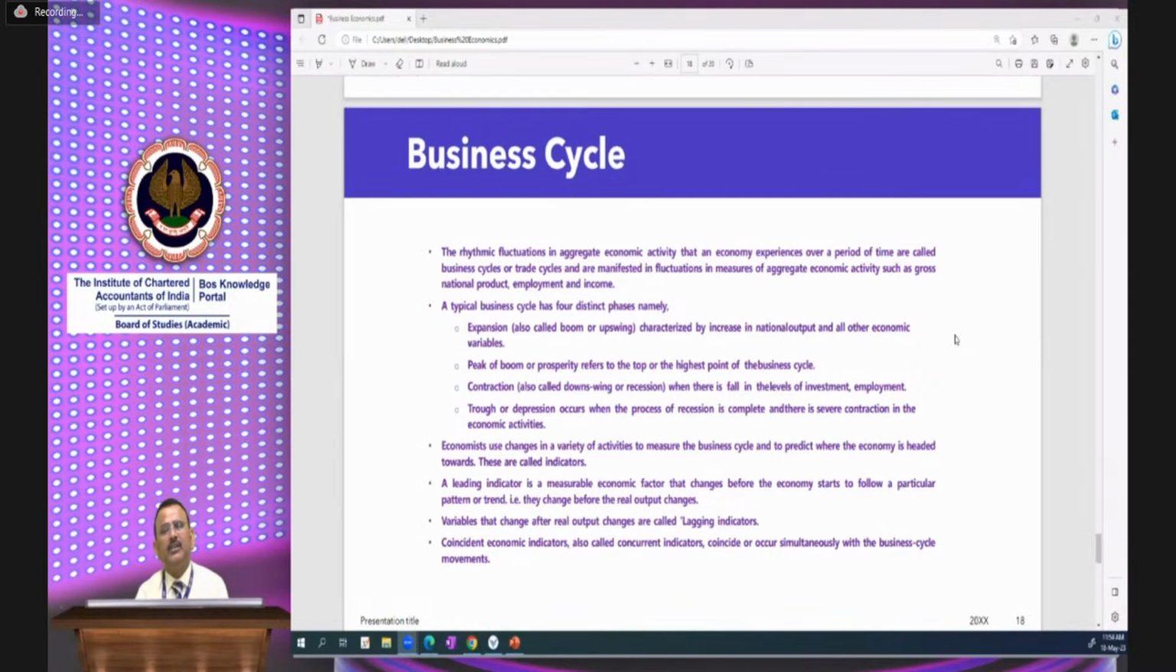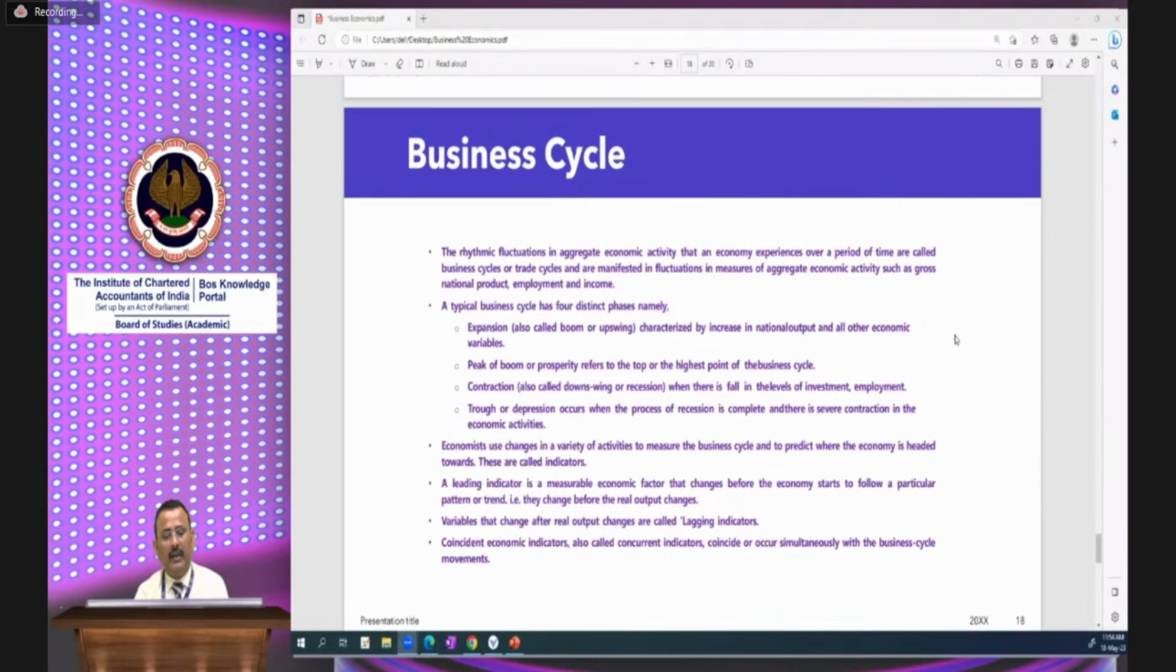When there is depression in the economy, there will be contraction in economic activities, and so the trough or depression phase will be there. So these 4 phases of the business cycle are very important, and questions are asked in the examination regarding these different phases. Then there are lagging indicator, leading indicator, and concurrent indicator. Try to remember the distinction between them, because questions have been asked in the examination, and you will be able to have a final distinction between all these.